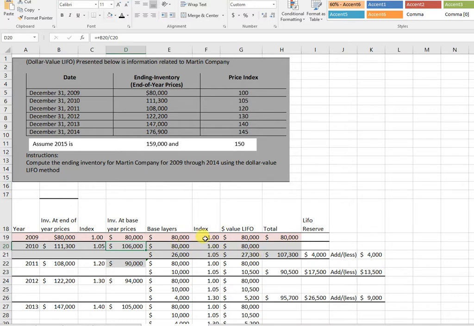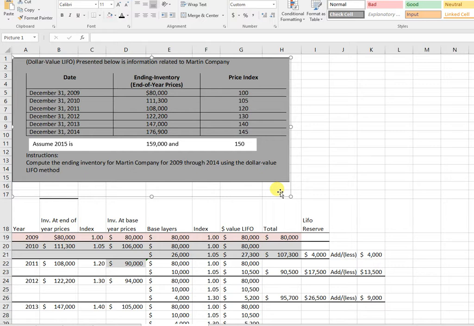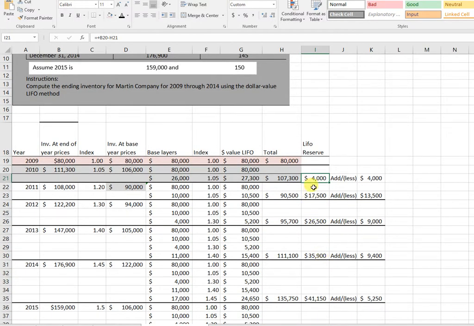So 80,000 is at the index it was always at. So again, 80,000 will always be there. We'll go through these later, but notice the 80,000 remains at 1 or 100%. The 26,000 at 105 is pulled from there. I bring it back. So under dollar value LIFO, I have 107,300. So I take my 111,300 minus my 107,300. I have my $4,000 adjustment. So I'm going to debit cost of goods sold, credit allowance for LIFO reserve of $4,000.